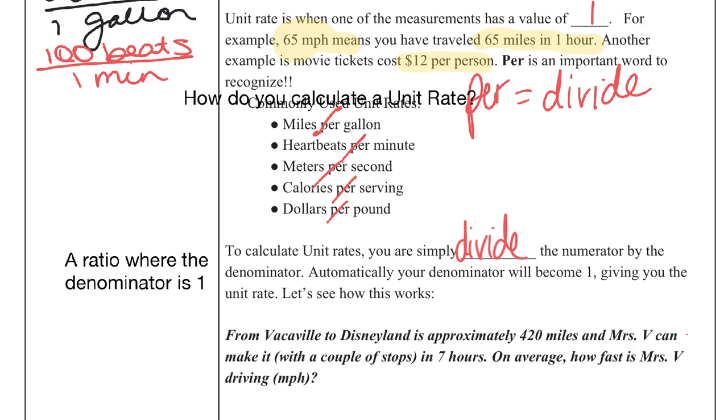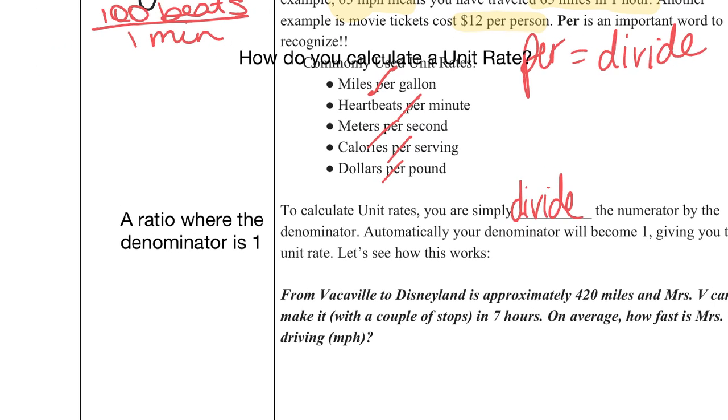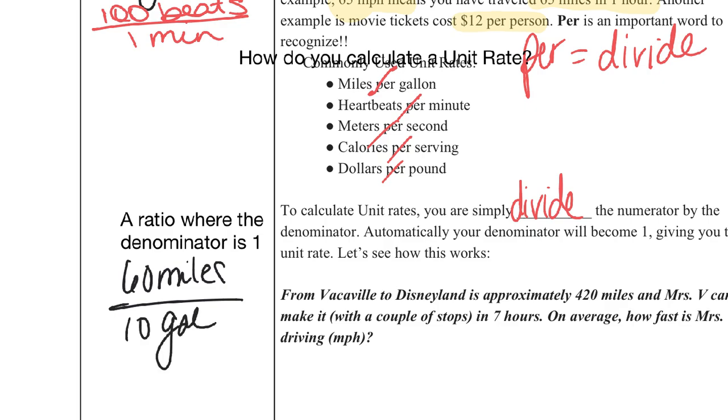So for example, let me change the color of my pen. If I told you my car gets 60 miles for every 10 gallons, that's a super bad car by the way, but whatever. My car can go 60 miles for every 10 gallons. I can divide 60 by 10, and I'll be able to figure out how far my car will go on 1 gallon of gas. So 60 divided by 10 is 6. So my car will go 6 miles on 1 gallon of gas. So that's kind of the idea in how you're calculating unit rates.